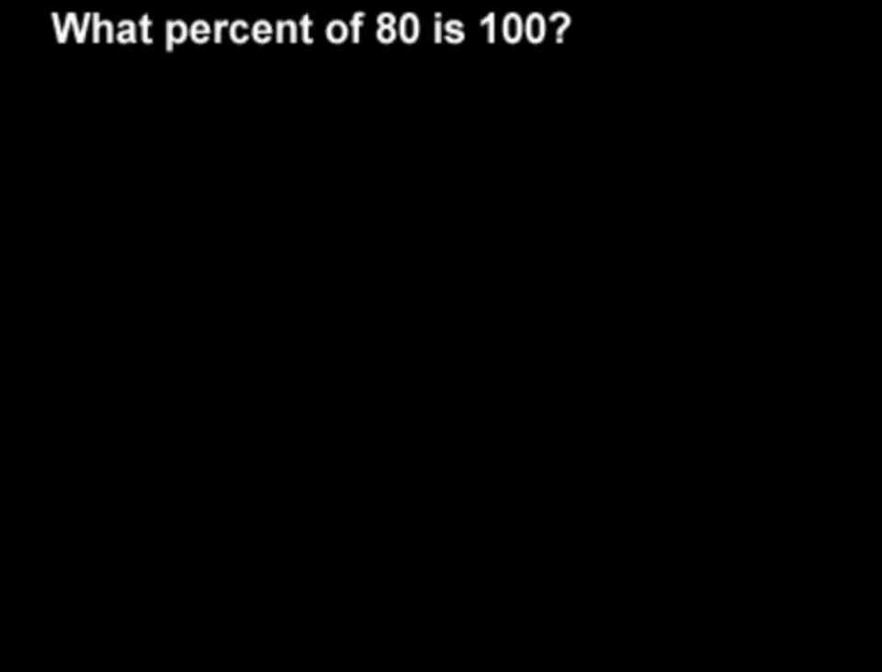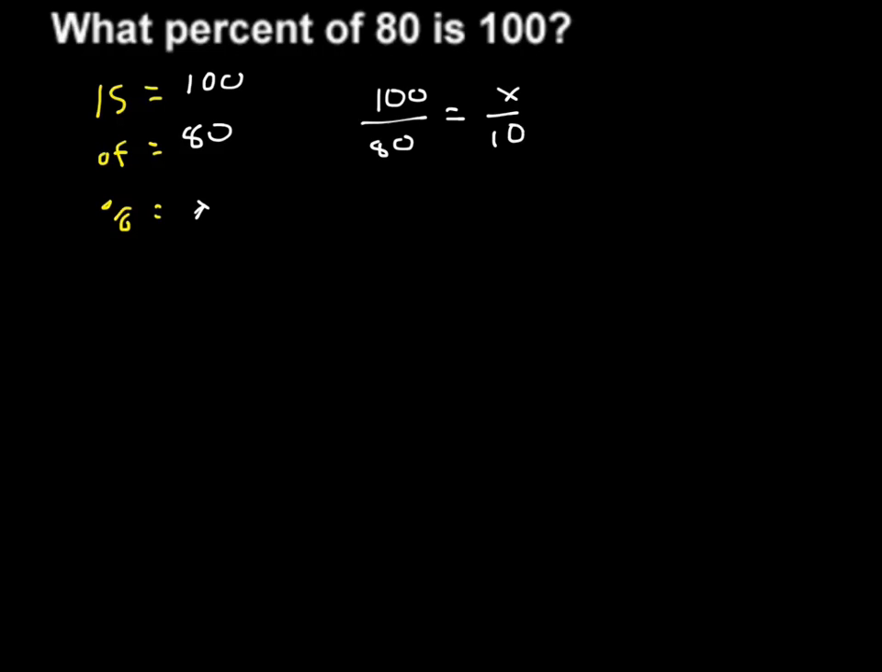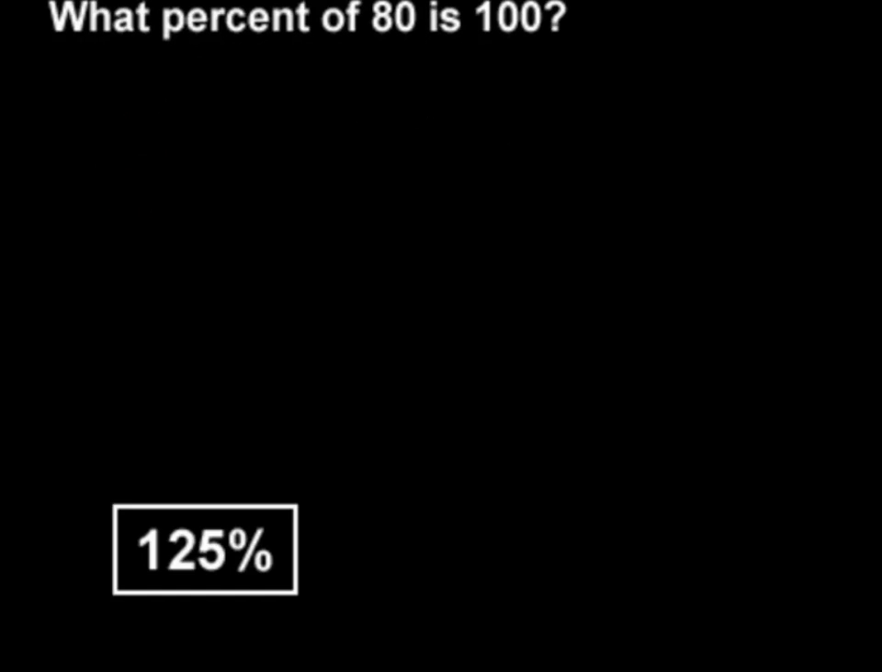Alright, I'm going to have you guys try this again. The thing that's a little weird about this is that the is can be bigger. It's not always. So we're going to set this up 100 over 80 equals x over 100. So you're going to solve this. This is an x here. So here's your answer.